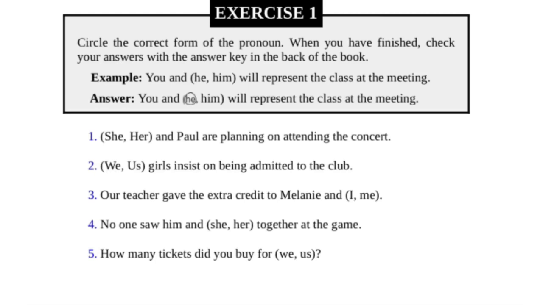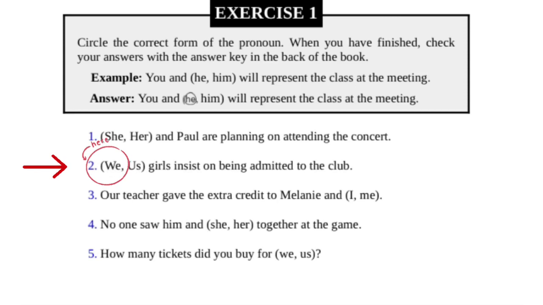Now let's move on to the exercises. Here you have to circle the correct form of the pronoun. First one, blank and Paul are planning on attending the concert. So they are both performing the action. They are not receivers. So it should be she and Paul are planning on attending the concert. It's a subject pronoun.